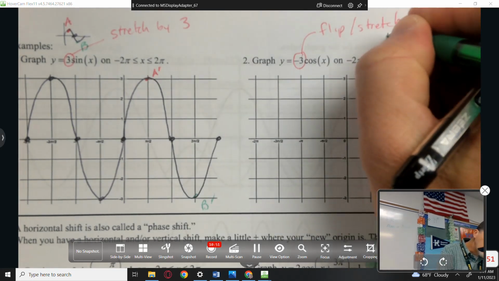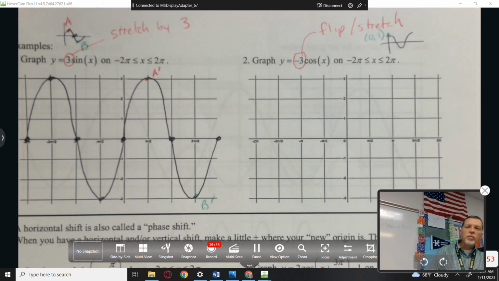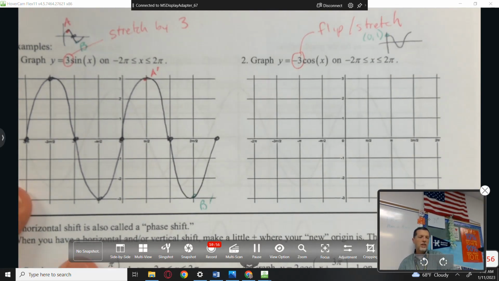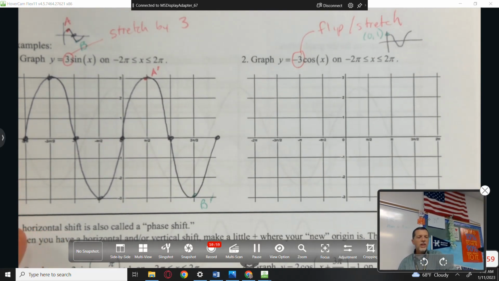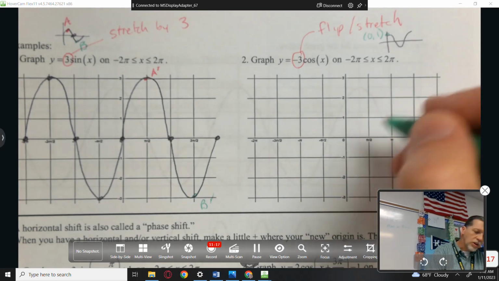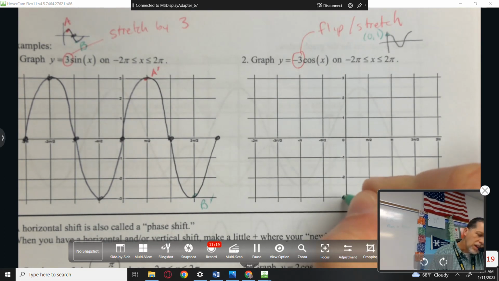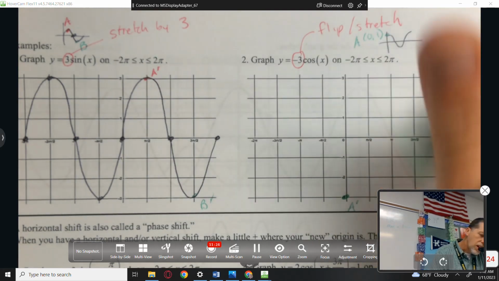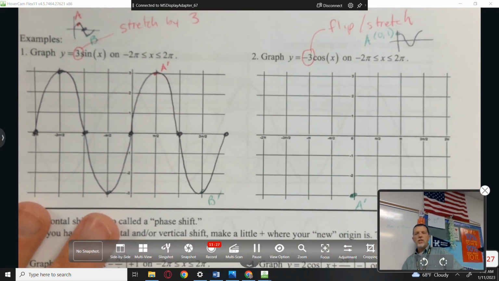So normally we start at 0, 1. That's our normal starting point for cosine. Where's that point going to be after I flip it and stretch it? Negative. Okay, negative, yes, but I'm going to stretch it. So I'm not moving it down 3. I'm stretching it by 3. So it's going to go to negative 3. So we'll flip it and stretch it.